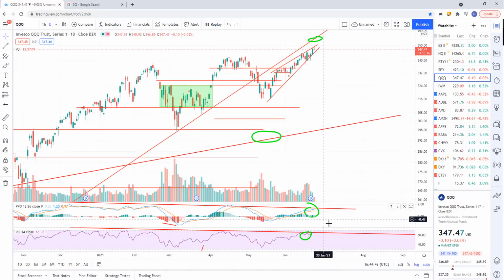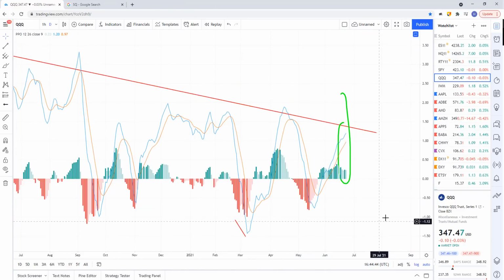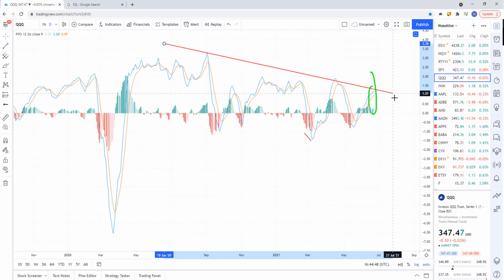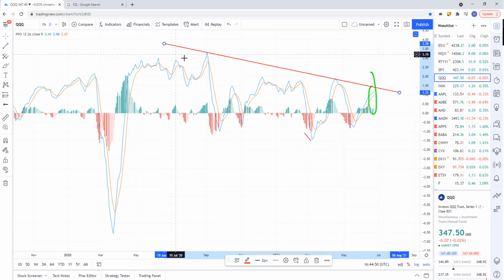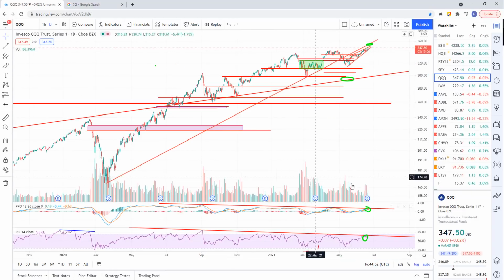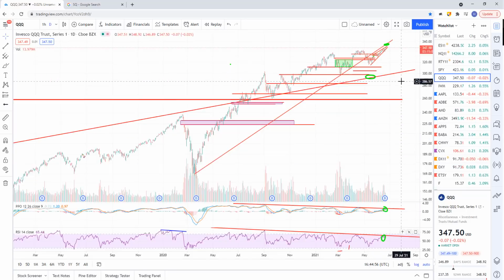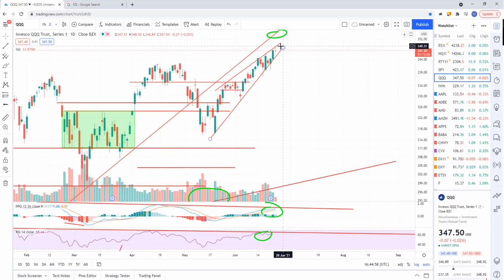See how, if I zoom in on the PPO, we're downtrending? We continue to make lower highs in momentum. So you're just downtrending in momentum on the PPO. And here's the RSI, same thing, lower highs in momentum. And yet price right up here made a new all-time high. So new high in price, less momentum. That's negative divergence. That tells us we have a likelihood of failing.